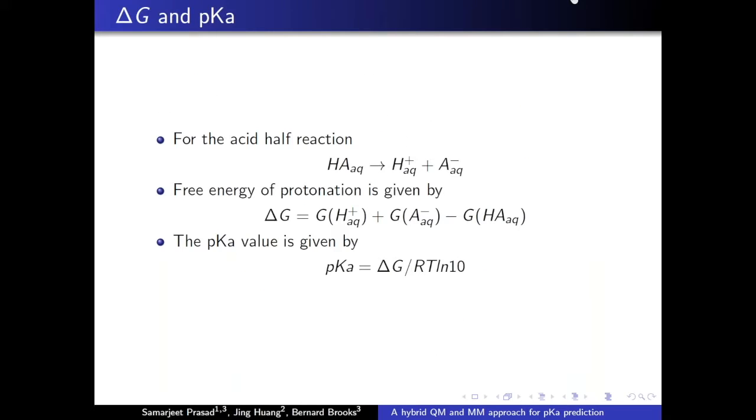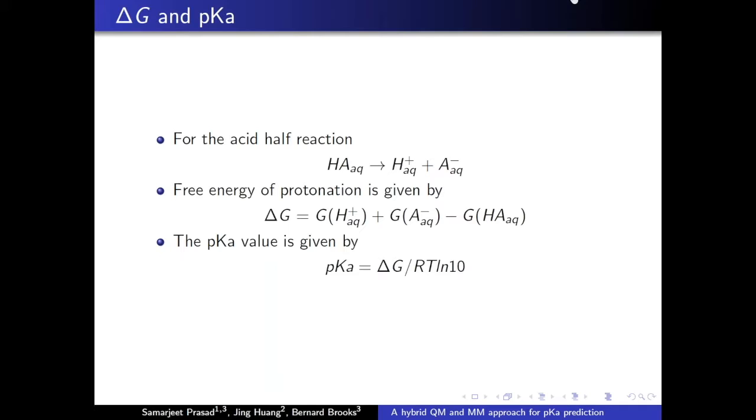So how do we calculate the delta G? How do we calculate the pK of these molecules? So we effectively calculate the delta G for a half reaction. The half reaction for the acid dissociating into its proton and its conjugate base in the aqueous phase. So the free energy for this reaction is given by the absolute free energy of the products minus the absolute free energy of the reactants.